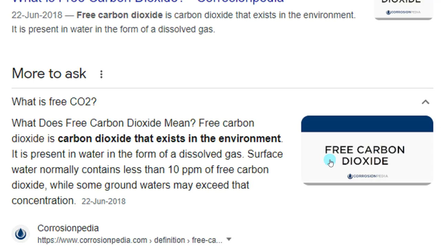What is free carbon dioxide? Free carbon dioxide is carbon dioxide that exists in the environment. It is present in water in the form of dissolved gas. Surface water normally contains less than 10 ppm of free carbon dioxide. So the water on the surface of the ground has about 10 ppm free carbon dioxide. Okay.